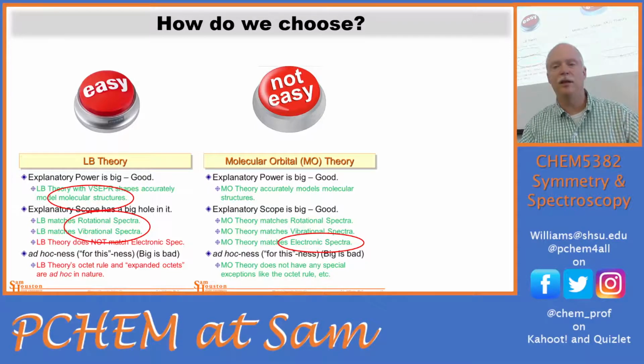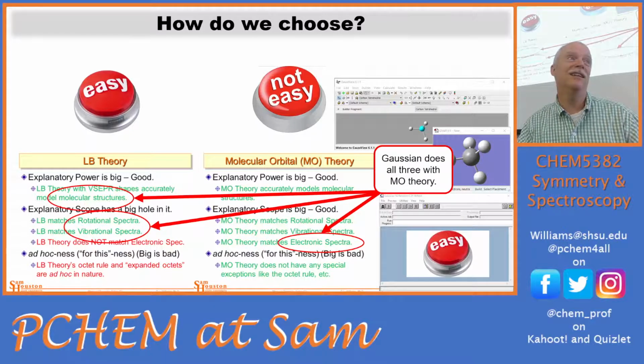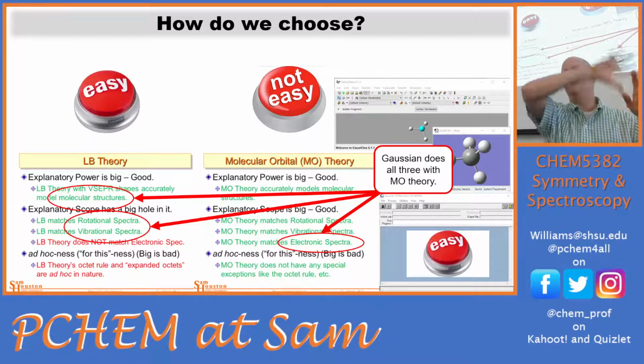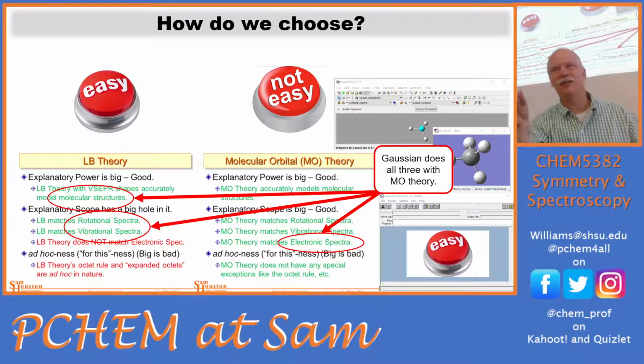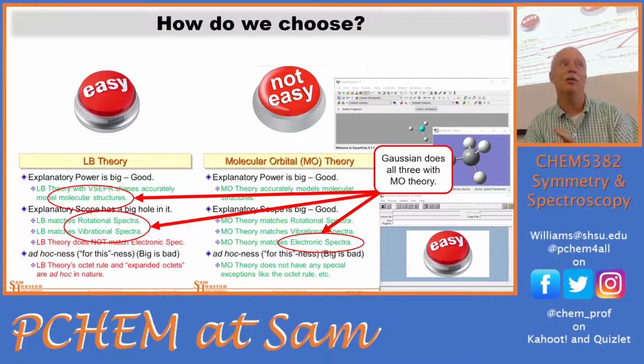Well, we choose the appropriate theory, and Gaussian does all of these with MO theory, and Gaussian's fairly easy. So you use local bond theory to put input into Gaussian or software like it, and then you can calculate your structures, which give you your microwave and infrared spectra, and then you can calculate your molecular orbitals, which give you your visible spectra. It gives you the molecular orbitals so that you can understand things like nucleophilic attack and electrophilic attack, because you can map the electron density and the charge around the molecule, and say, here's a positive region, here's a negative region. All of that's based on MO theory.